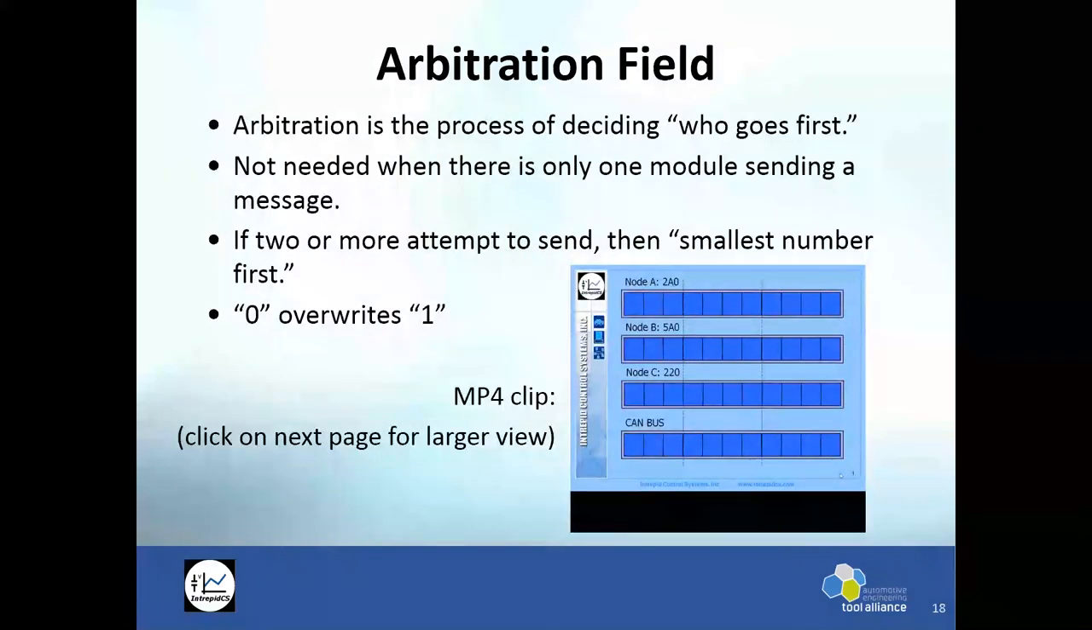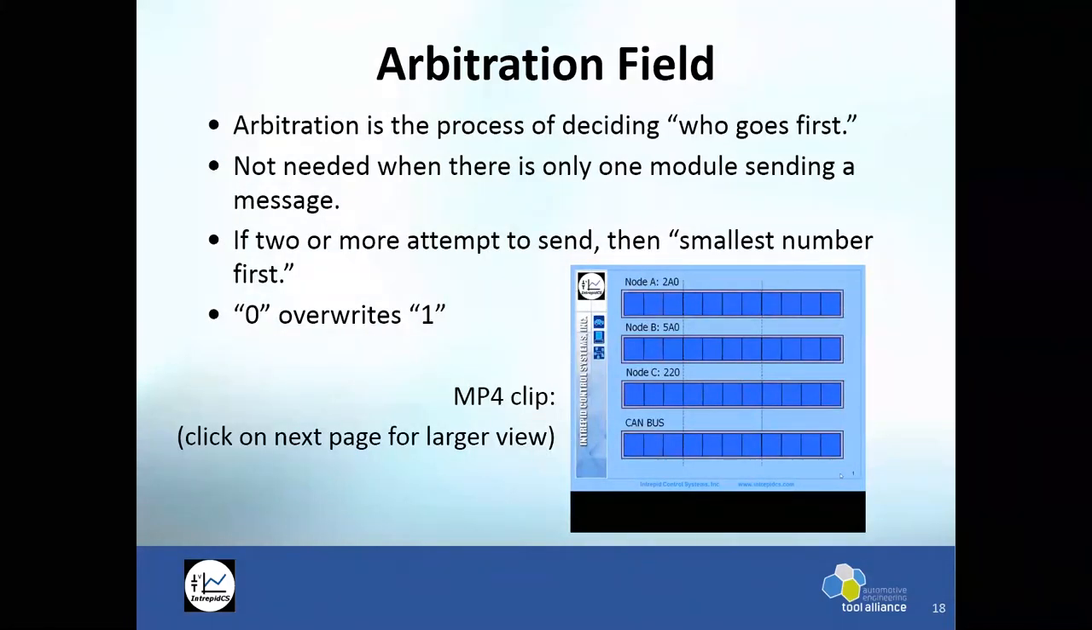Now let's go through the arbitration. In this example, you're going to have 3 nodes, which we'll call node A, B, and C. Node A is going to try to transmit a 2A0, B is going to try to transmit a 5A0, and node C is going to transmit a 220. This is all going to happen at the exact same time. Remember, a 0 is dominant, and it will override a 1, which is recessive. Okay, I'm going to go to the next page here.